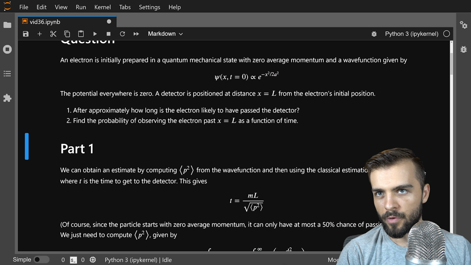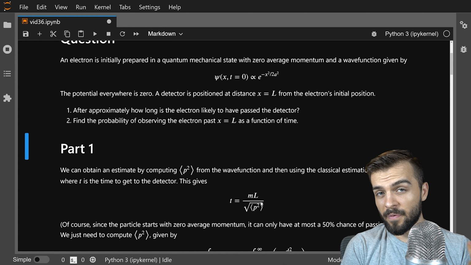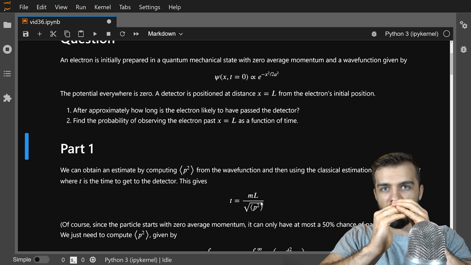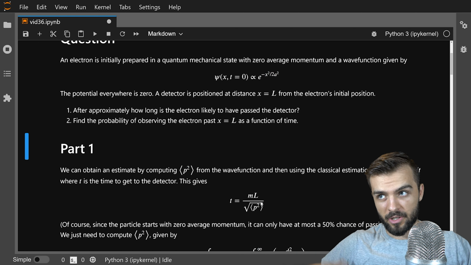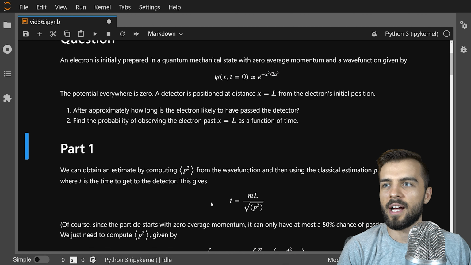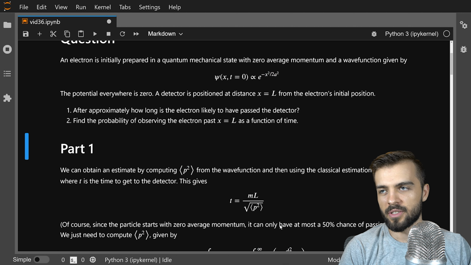t is ml over p, if I arrange for this, but we compute p squared. So t is ml over the square root of p squared. And there's only a 50% chance of it actually reaching the detector, because if it starts in this symmetric wave function, it could go off in either direction. So I'm computing, sort of hand wavy, the amount of time estimate that it would take to reach the detector.